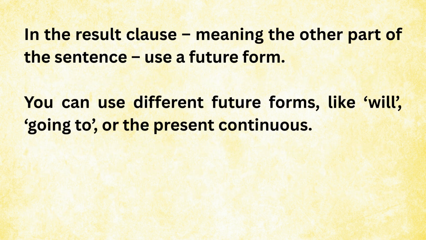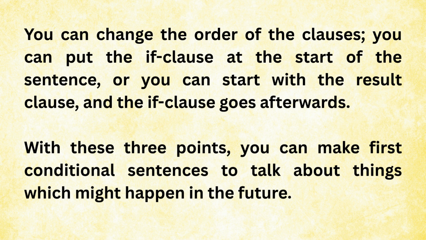In the result clause, meaning the other part of the sentence, use a future form. You can use different future forms, like will, going to, or the present continuous. You can change the order of the clauses. You can put the if clause at the start of the sentence, or you can start with the result clause, and the if clause goes afterwards. With these 3 points, you can make first conditional sentences to talk about things which might happen in the future.